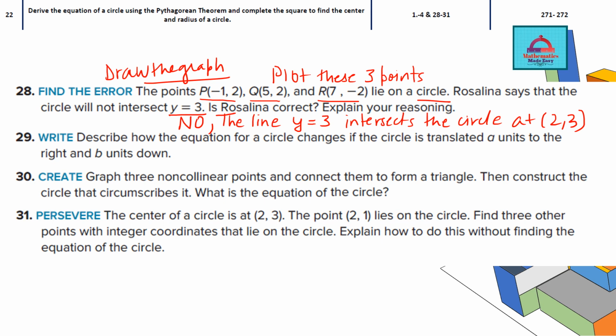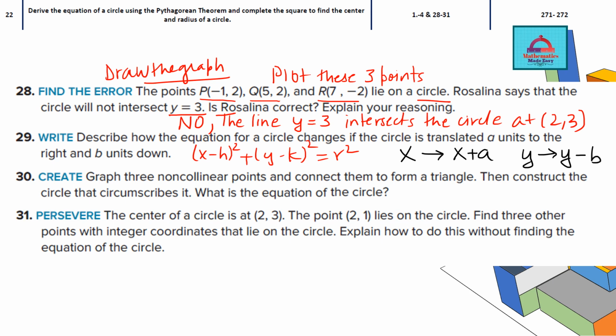Next is to describe how the equation of the circle changes if the circle is translated a units to the right and b units down. First of all, let's write the standard form of the equation of the circle. We have already used this in the previous question. This is the equation. Now, in order to get the new equation where the circle is translated a units to the right, the x coordinate is going to change to x plus a, and y is going to change to y minus b.